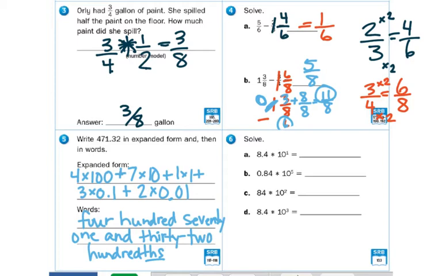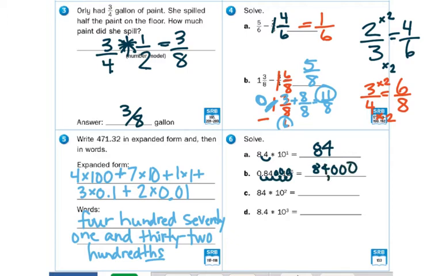Number 6, we're multiplying by powers of 10. So this decimal point is moving 1 place to the right, 5 places to the right, 2 places to the right, 3 places to the right. So here we go. 8 and 4/10 times 10 to the first just moves it 1 place to the right. 84. 84/100 times 10 to the 5th power, move it 5 places to the right. 1, 2, 3, 4, 5. I have to add in 3 zeros.